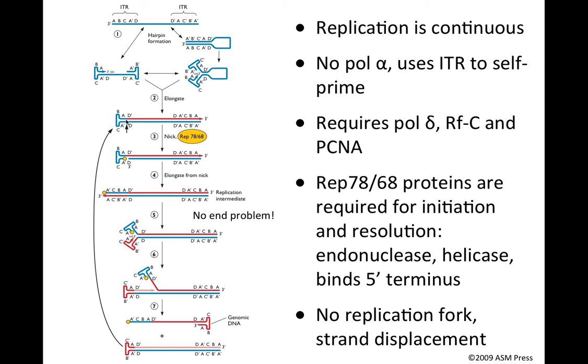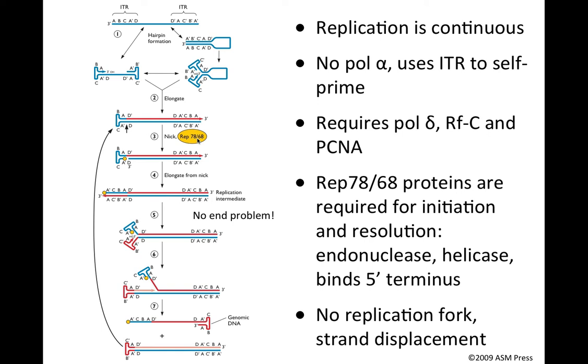So you can see the red doesn't cover the entire left-hand part of the genome. So how do we do that? Well, remember I told you that every DNA virus needs at least one viral protein to be made in order to replicate its genome.